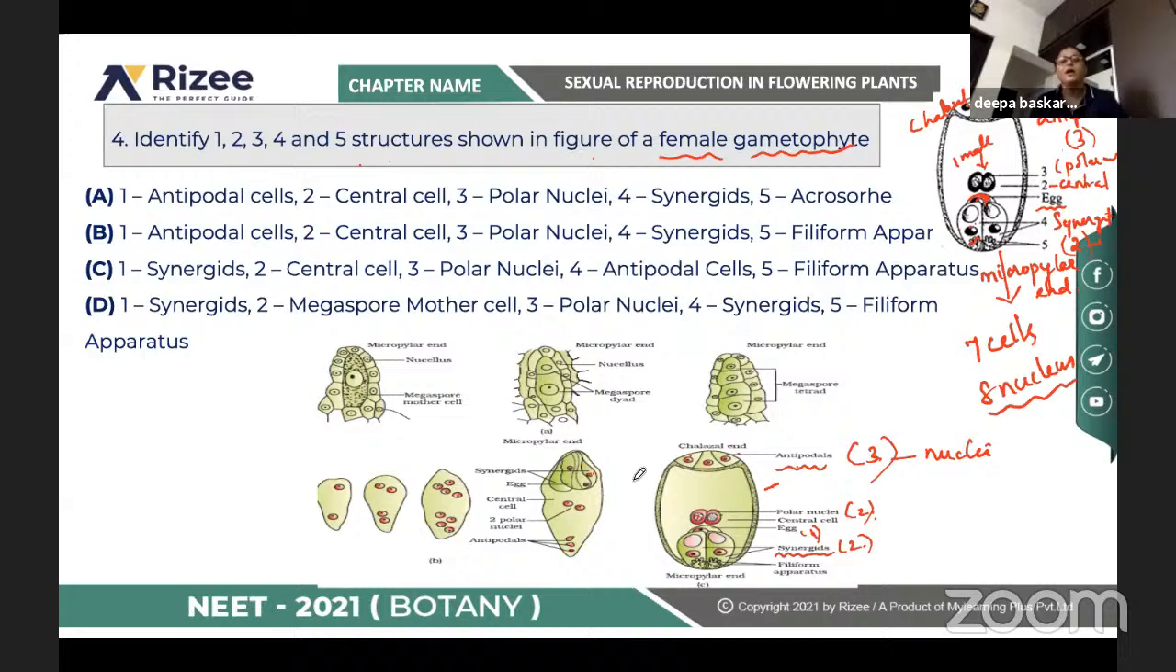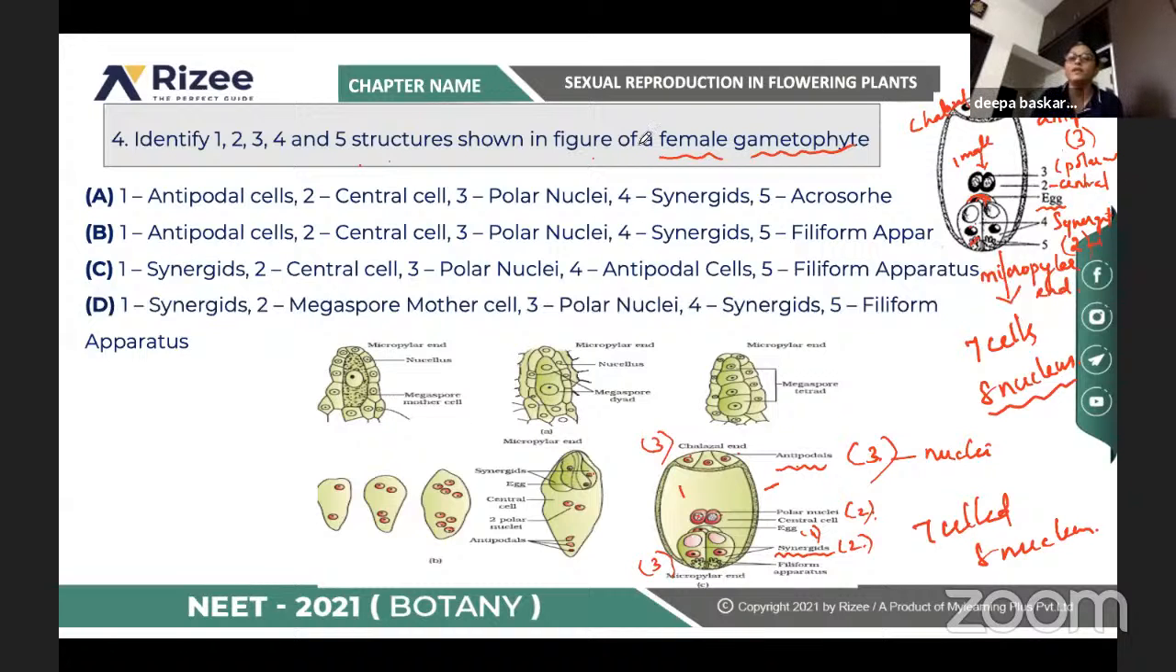So totally, how many nuclei are there? 8 nuclei are there, and if you count the number of cells, 3 at the chalazal end, 3 at the micropylar end, and the central cell 1. So totally 7 celled with 8 nuclei. So this is the characteristic feature of the embryo sac. Clear? So now I think it is clear.